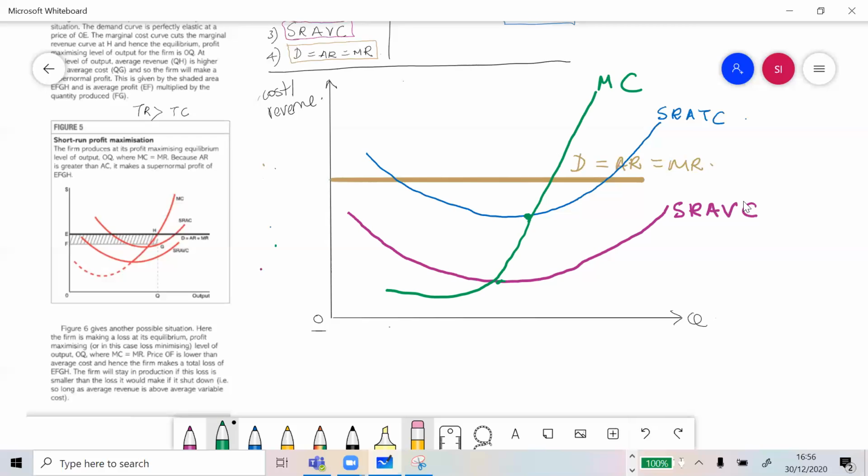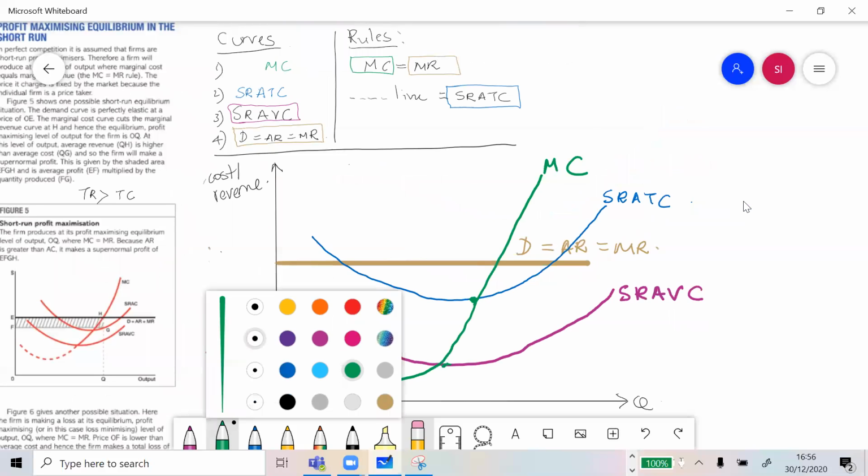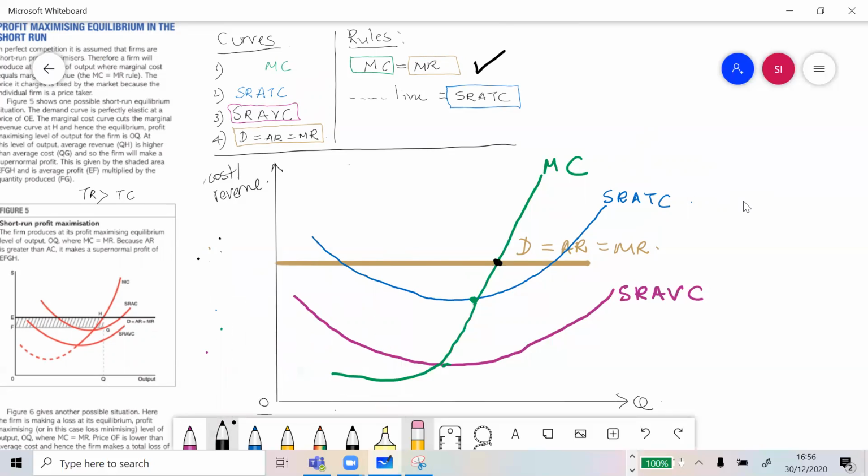Now, I'm going to apply the rule. Now, what is the rule? We're going to find out some important points on top of this. So the first point is my marginal cost should be equal to marginal revenue. The marginal cost equals marginal revenue is at this point. I'm going to mark this as H.